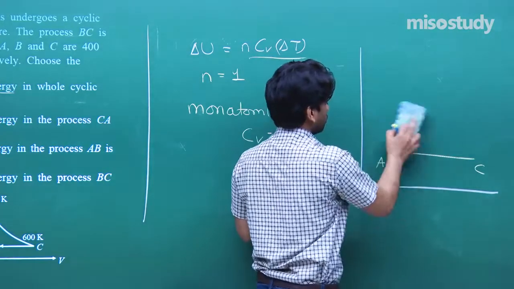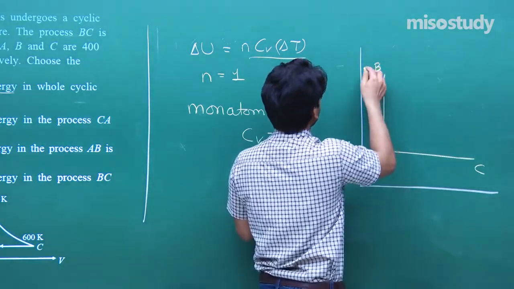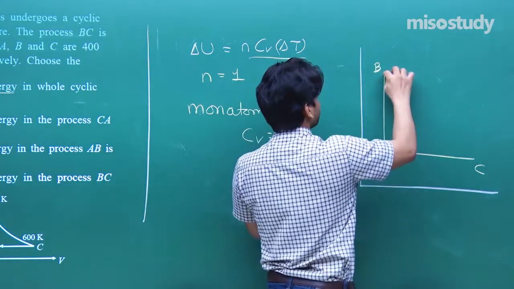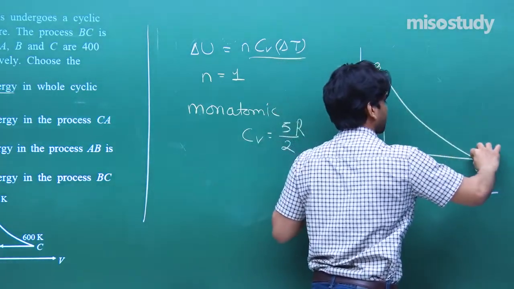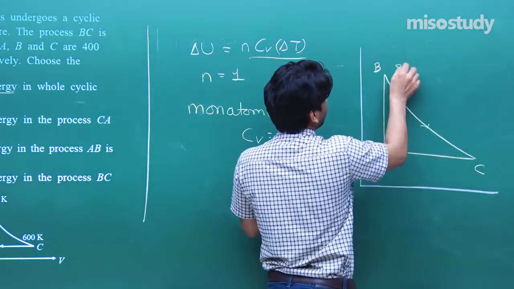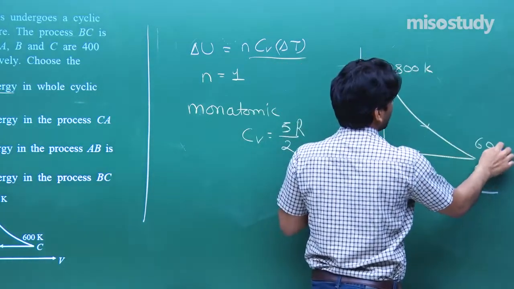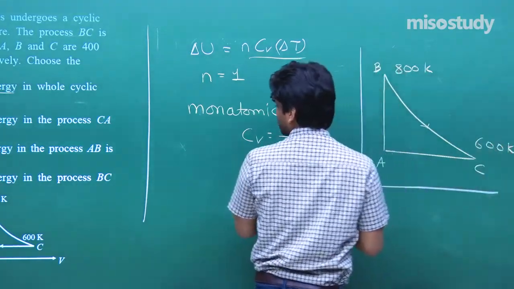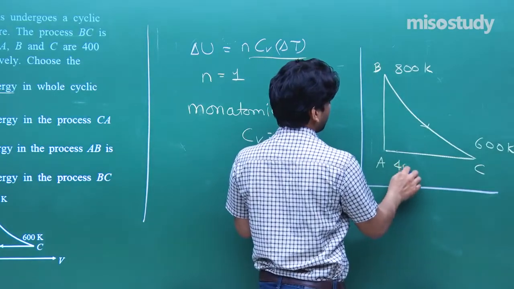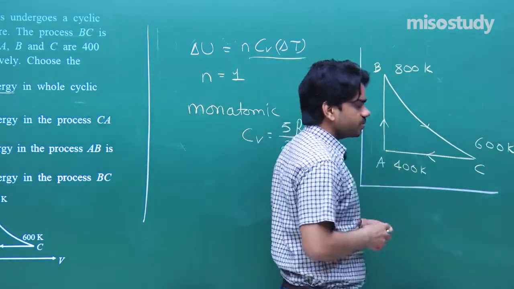Let me just show you the curve. This is A to B, and finally B to C, it's given in this way. B to C, that's adiabatic, 800 Kelvin, and here you have 600 Kelvin. Need not worry about the kind of process that has been given. See what we need to apply here. This is 400 Kelvin, this is how the process has taken place.